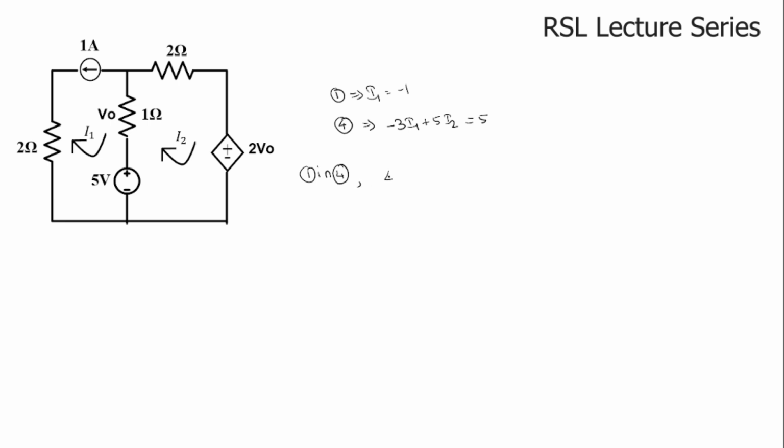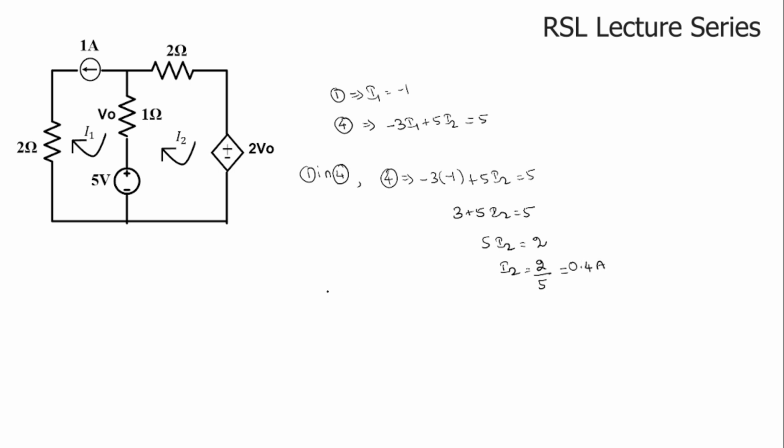So the fourth equation becomes minus 3 multiplied by minus 1 plus 5I2 equal to 5. Minus 3 into minus 1 is 3, so 3 plus 5I2 equal to 5, or 5I2 is equal to, this 3 will come to this side, 5 minus 3, which is 2. So I2 is equal to 2 by 5, which is equal to 0.4.